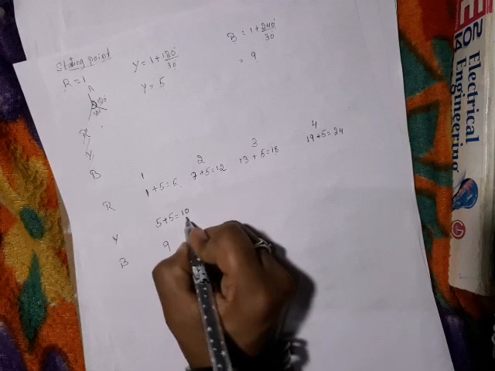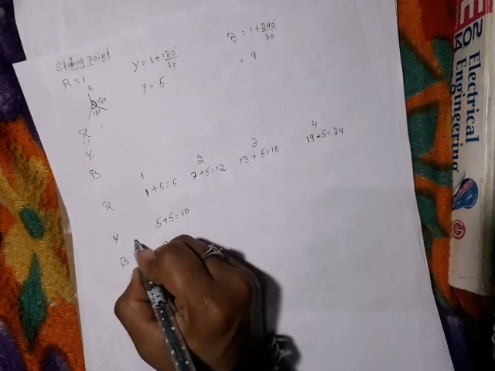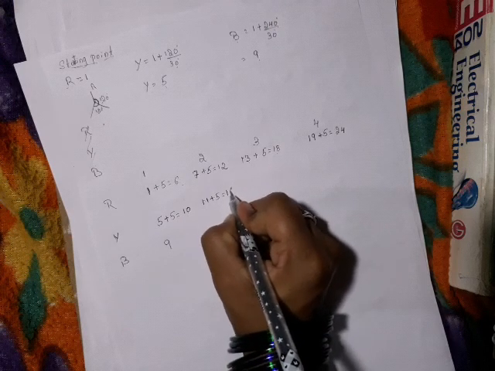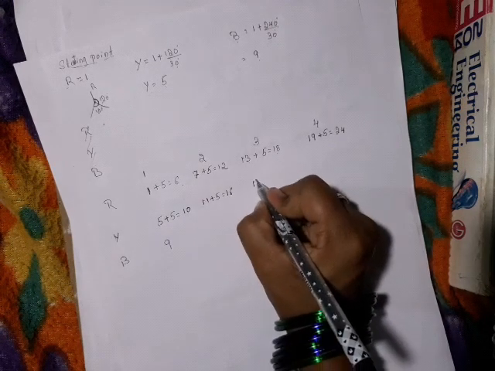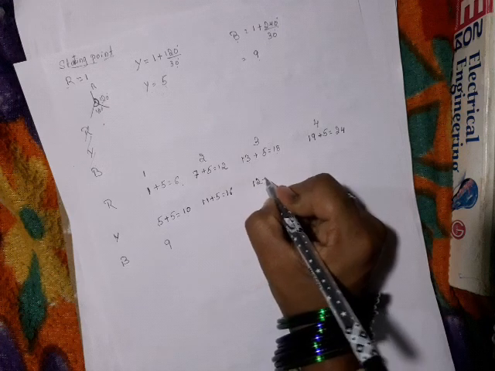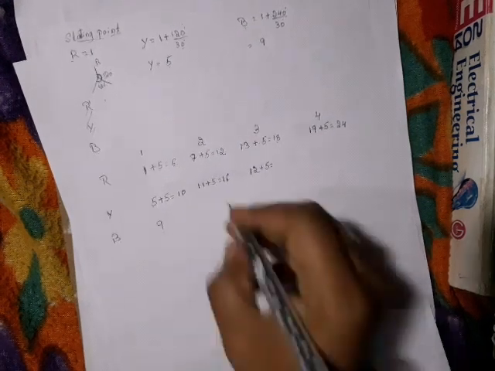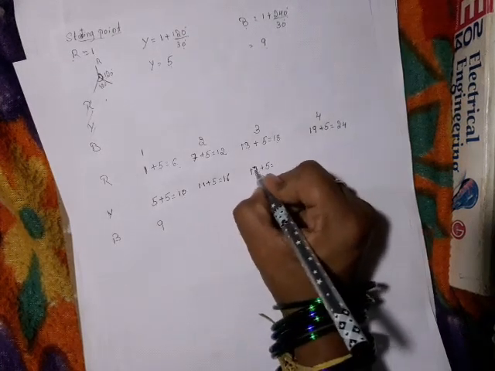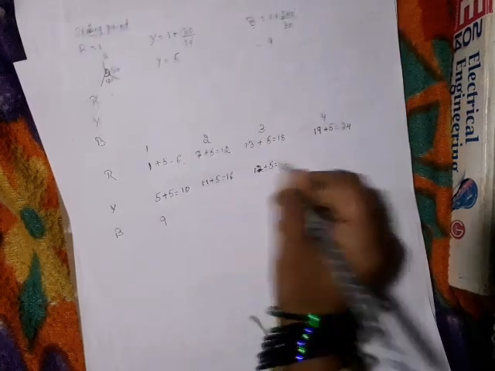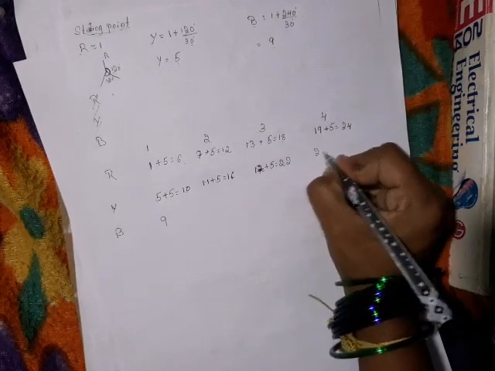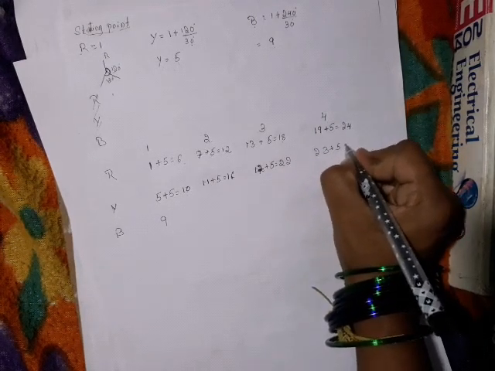Both 5 and 10 belong to phase Y. 11 plus 5, 16. After 16, we get 17. I'm sorry, this is 17. 17 plus 5, 22. 23 plus 5, 28.